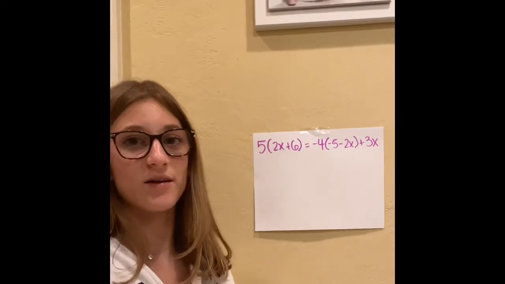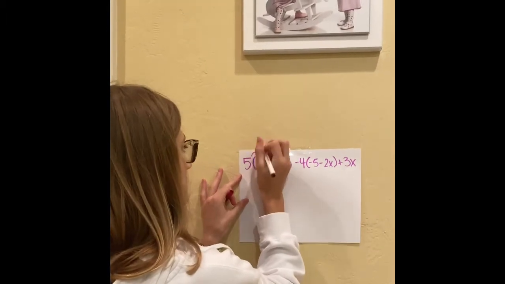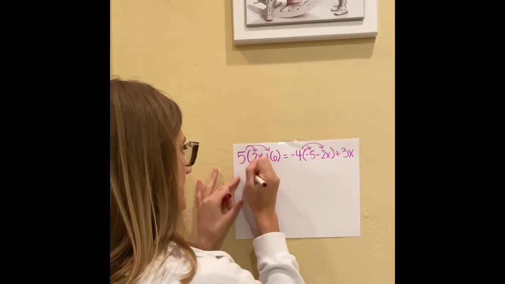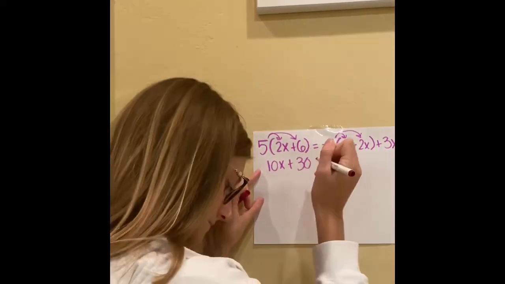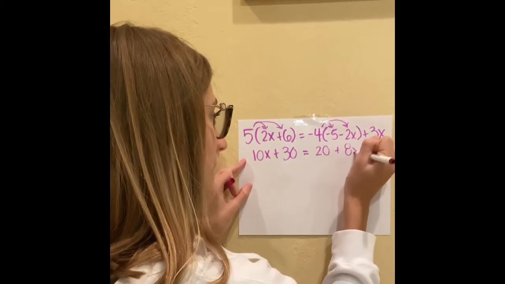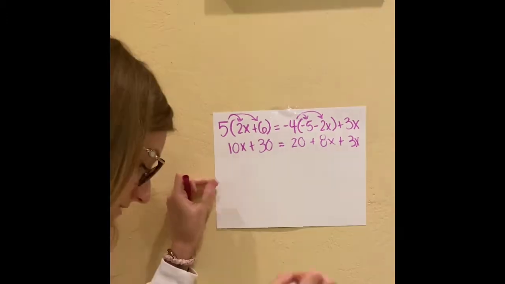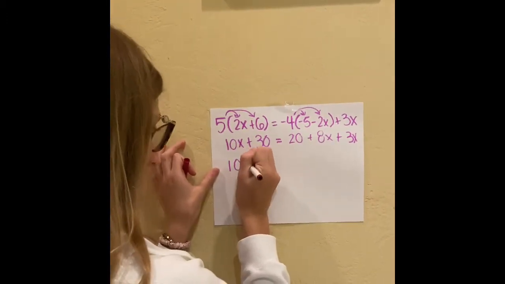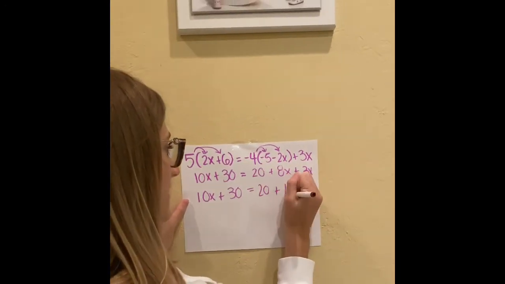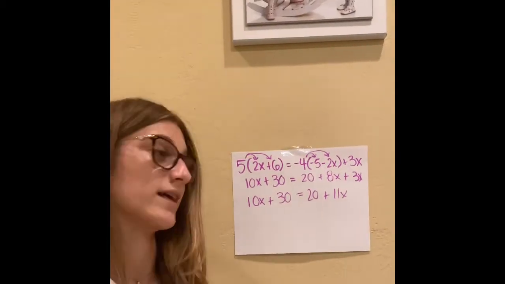By looking at this problem, it may seem like a lot, but you just need to break it down in order to get an answer. So we're going to distribute both sides. So this is 10x + 30 = 20 + 8x + 3x. So once we get that, we are going to write 10x + 30 = 20 + 11x. And how we get 11x is by adding these two numbers at the end, which is combining like terms.